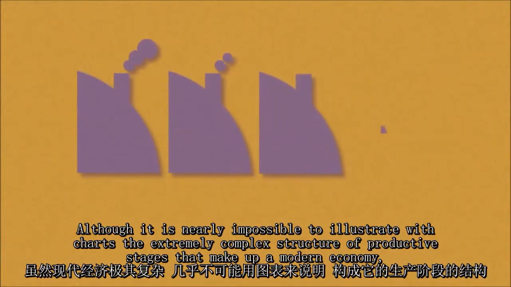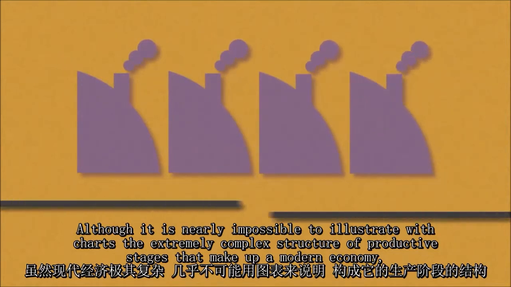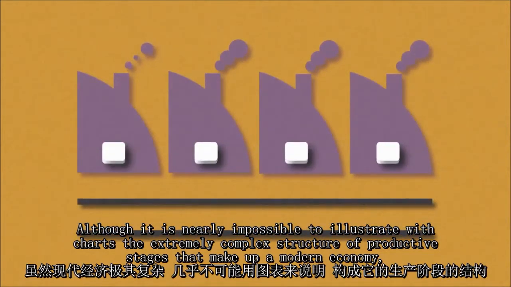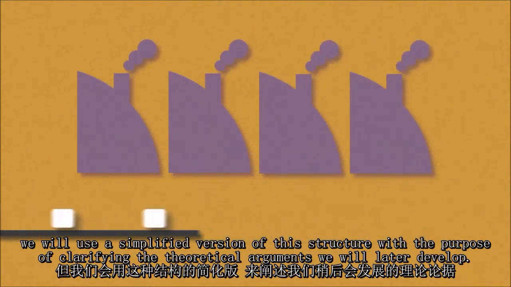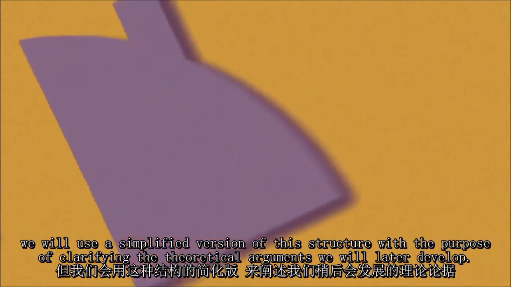Although it is nearly impossible to illustrate with charts the extremely complex structure of productive stages that make up a modern economy, we will use a simplified version of this structure with the purpose of clarifying the theoretical arguments we will later develop.